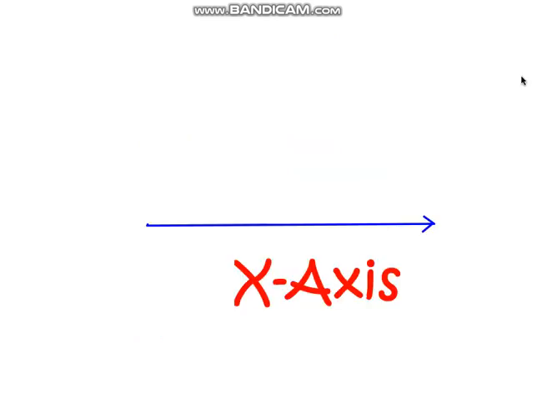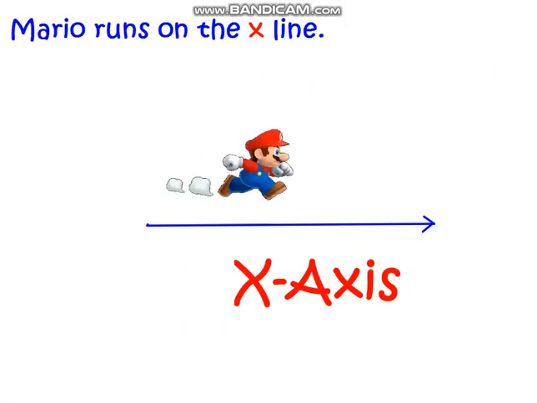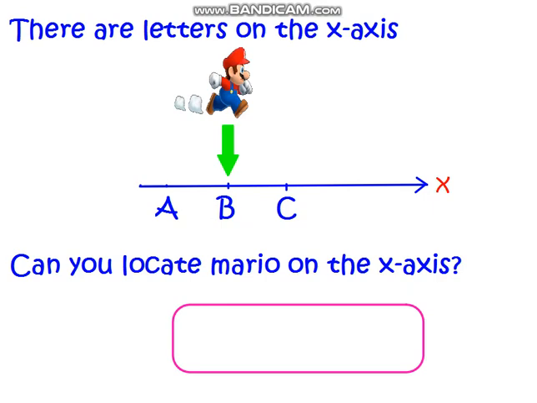Let's check together. A grid has two lines. The first line is called the x-axis and it goes right, as you can see Mario is running on the x-axis. The x-axis helps us know the location of something. Where is Mario on the x-axis? Is it on A? No. Is the location on B? Yes, it is. So the first location on the x-axis is B. Keep it in mind, we always start with the x-axis.